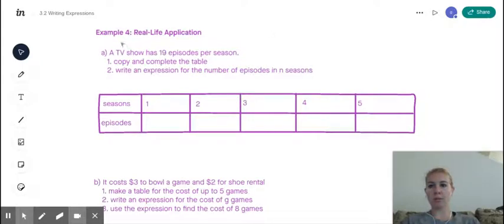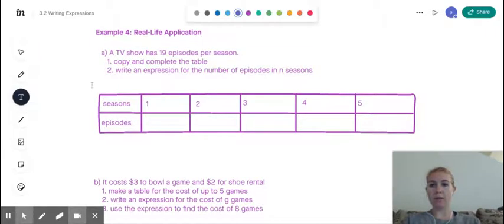Okay, let's go over example 4, real life application. This is part of chapter 3, section 2, writing expressions. Problem A says a TV show has 19 episodes per season. Part 1 is to copy and complete the table. Okay, so I've started the table, we're going to complete it. And then part 2 says to write an expression for the number of episodes in N seasons.